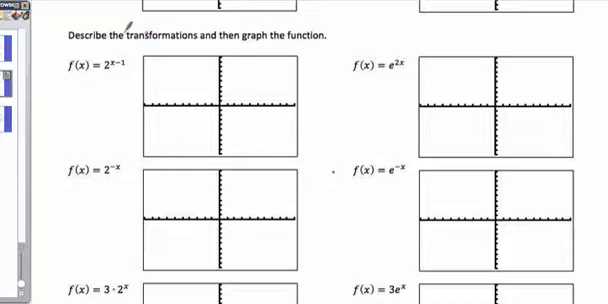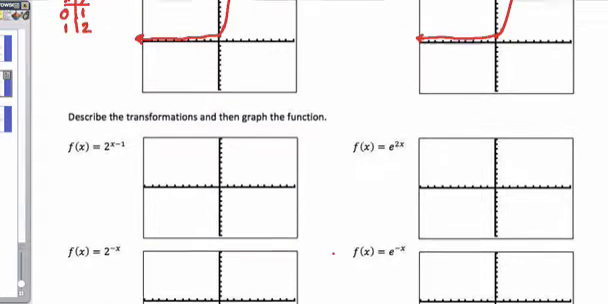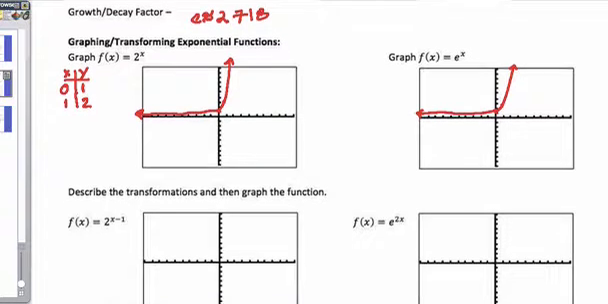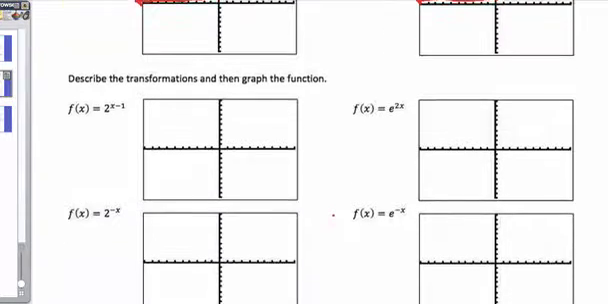Okay, so what's going to happen here? It says describe the transformation and then graph the function. I set these up so that all of these below here are a transformation on 2 to the power of x, and all these down here are a transformation of e to the power of x, the natural exponential function.